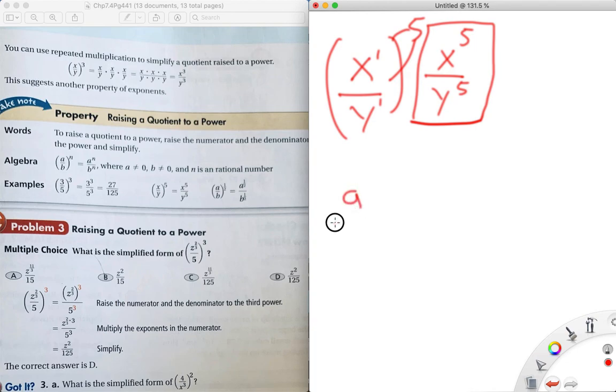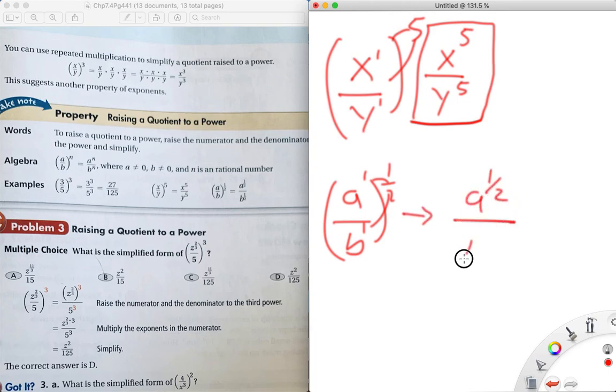Then we have a over b to the 1/2 power. Again, if you want to put a 1 here and here, you can. 1/2 times 1, 1/2 times 1, which gives me a to the 1/2 over b to the 1/2.